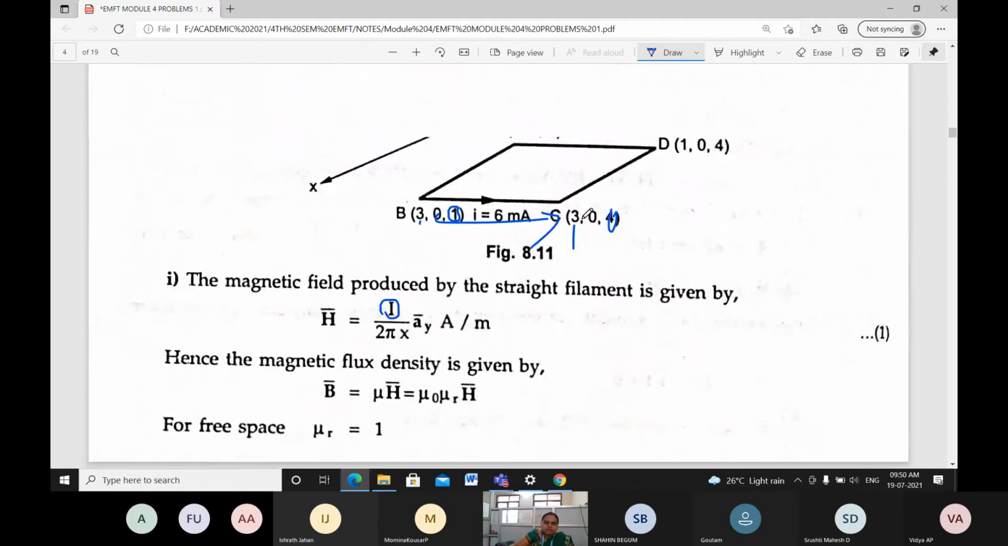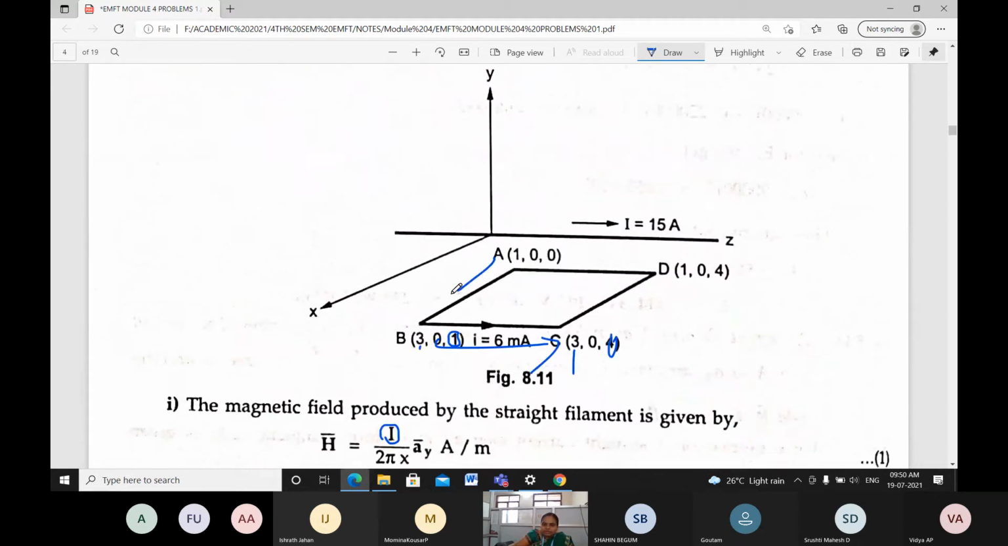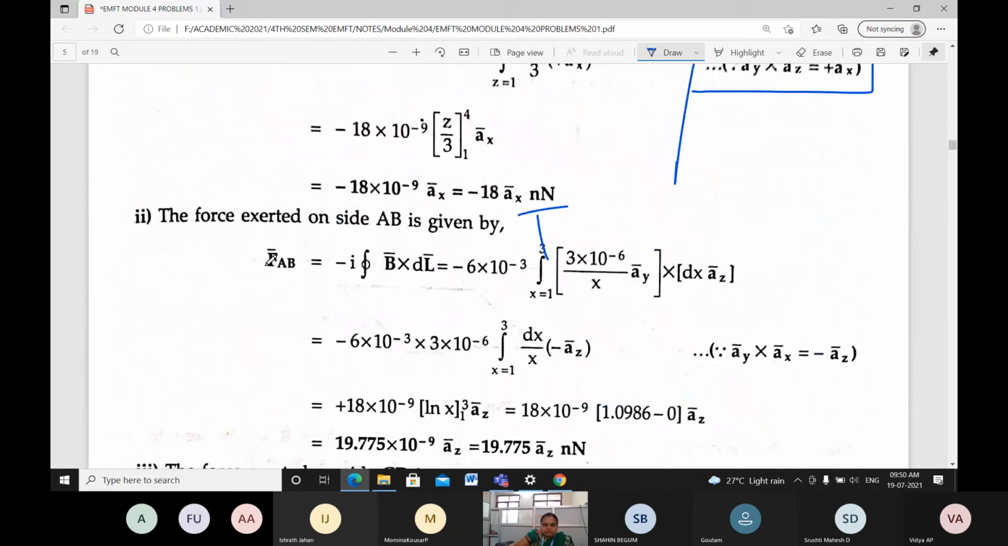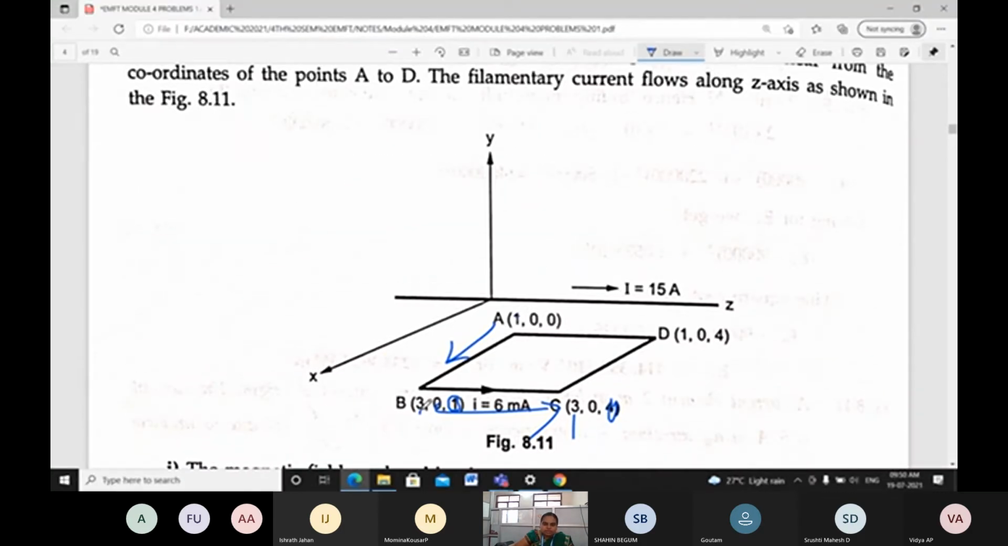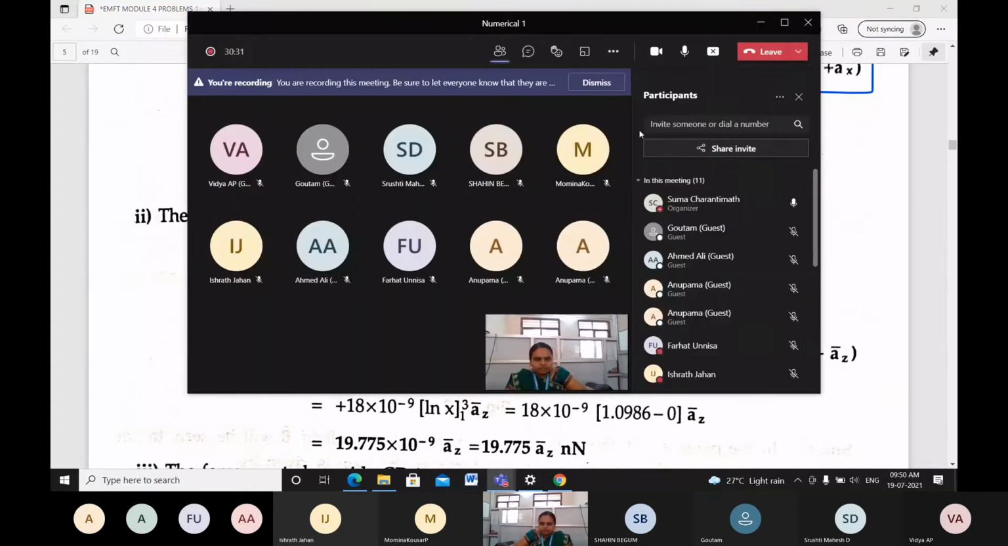Then we want the force on side AB, in this direction. Therefore, FAB is going to follow the same equation, but where X is varying, that you have to change here. That is, X is varying from 1 to 3. Only the integration changes, where X is varying from 1 to 3, and the remaining stays as it is, B into DL.